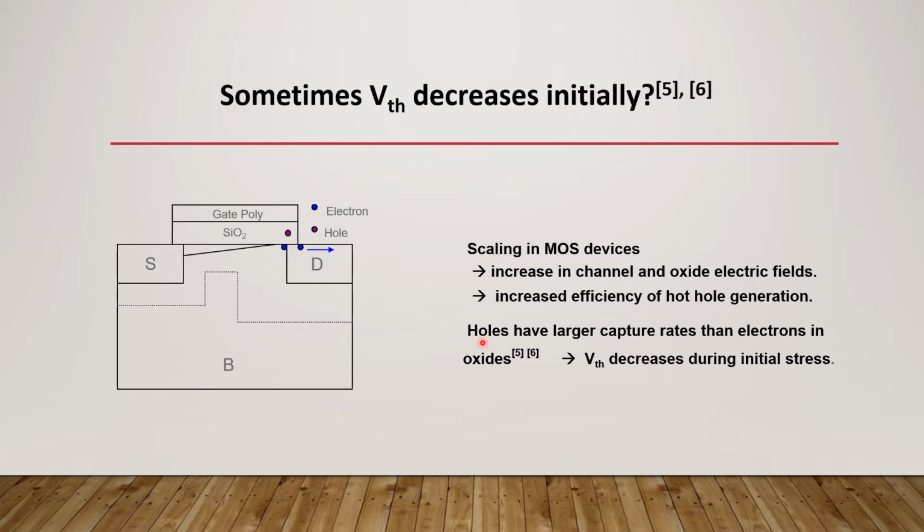Also, that happens during the initial stress time because holes have larger capture rates than electrons in oxides. Again, this is coming from references 5 and 6. And that's why, if you have a capture of positively charged holes in the SiO2, obviously your threshold voltage will decrease, which means VTH will improve during the initial 2 to 3,000 seconds. During the initial stress, I was observing in those kinds of devices a decrease in the threshold voltage. Now, why?